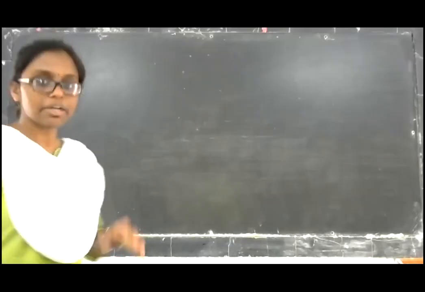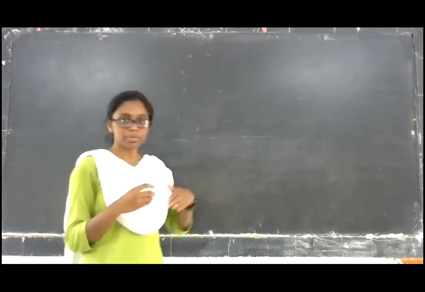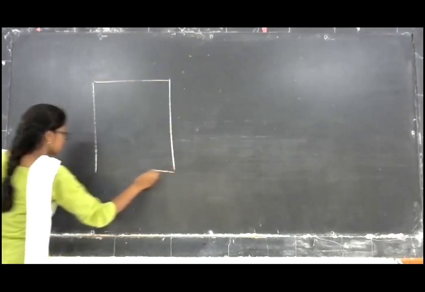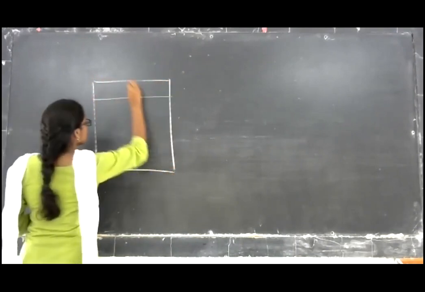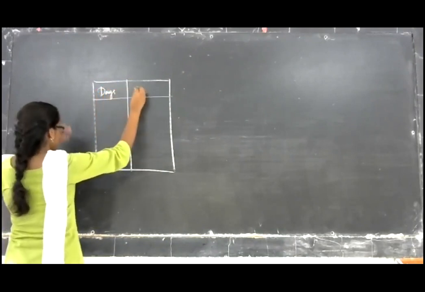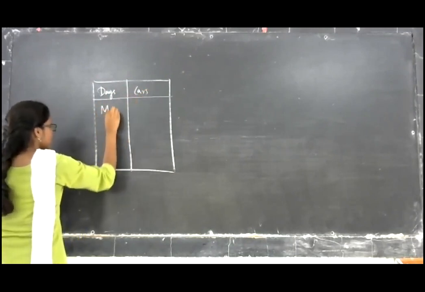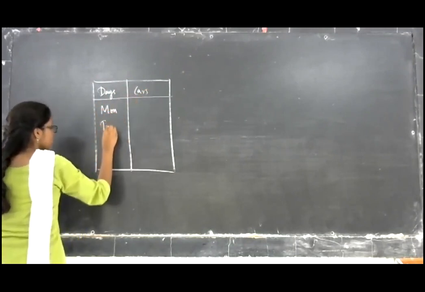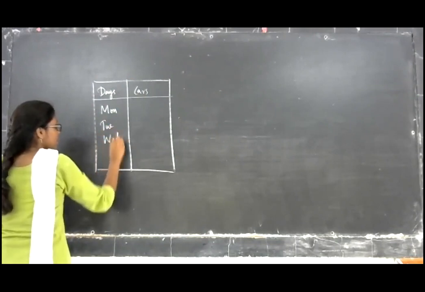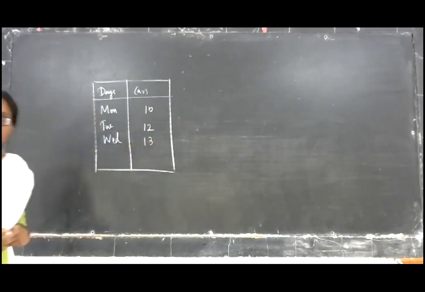In last class, we did bar graph, right? For that, we wrote down a particular tabular column and we spoke about days and number of cars. Yeah, it's Monday, Tuesday, Wednesday. Number of cars is like 10, 12, 30. Okay, you have a tabular column like this.